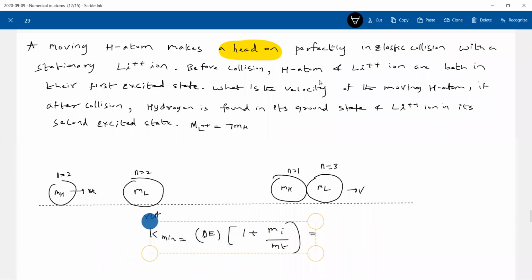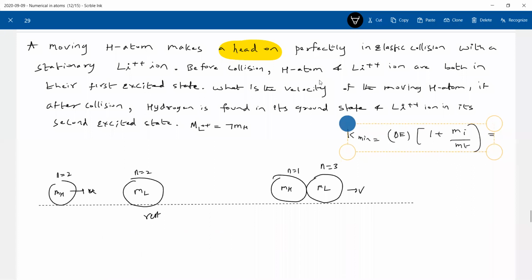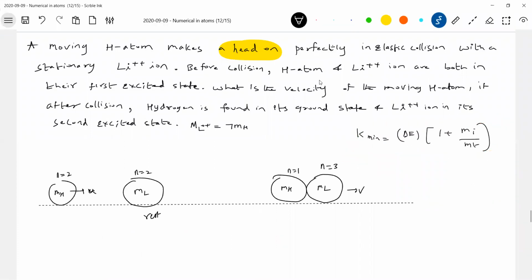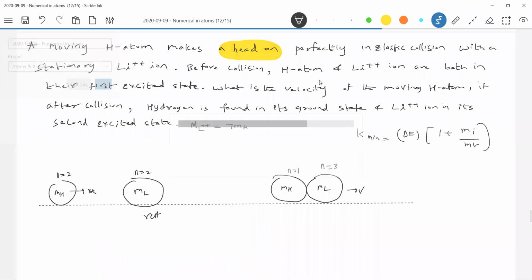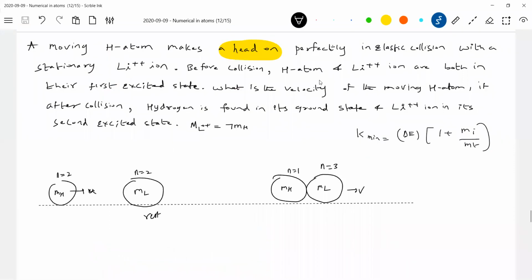Sometimes what happens, they may not ask you that minimum. So every time you cannot use it. So when to use this one? When it says minimum. Anyway, here it said only velocity. So still can I use it? Yes, you can apply, no problem here.